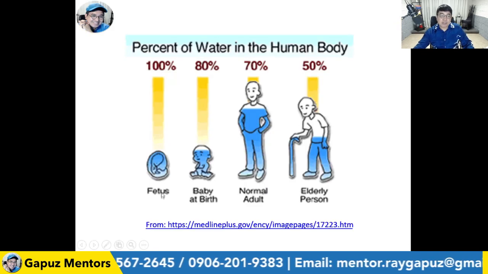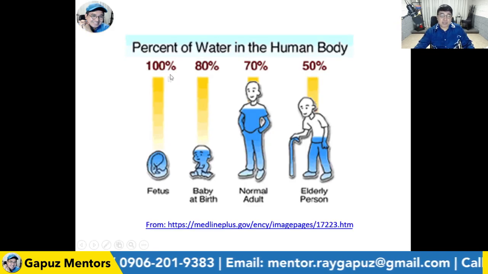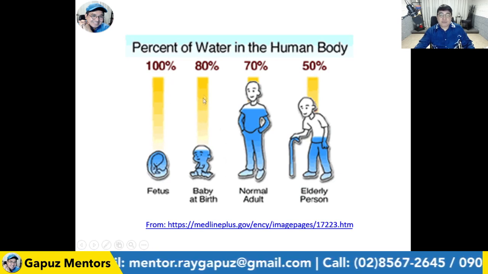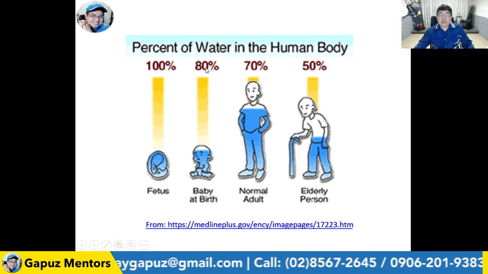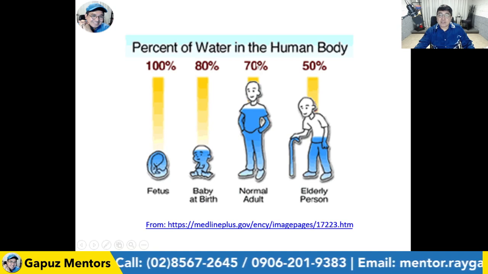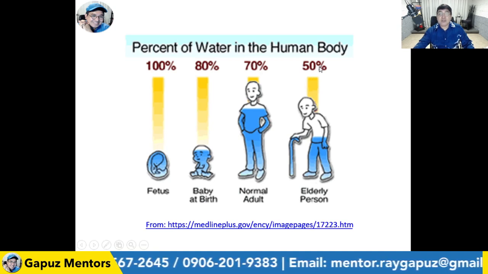Look at this. The fetus could be 100%. The body weight is dependent on water. The baby at birth, okay, it's 80%. The body weight is 80% dependent on the amount of water they have. Normal adult, 70%. Look, the elderly person, 50%.